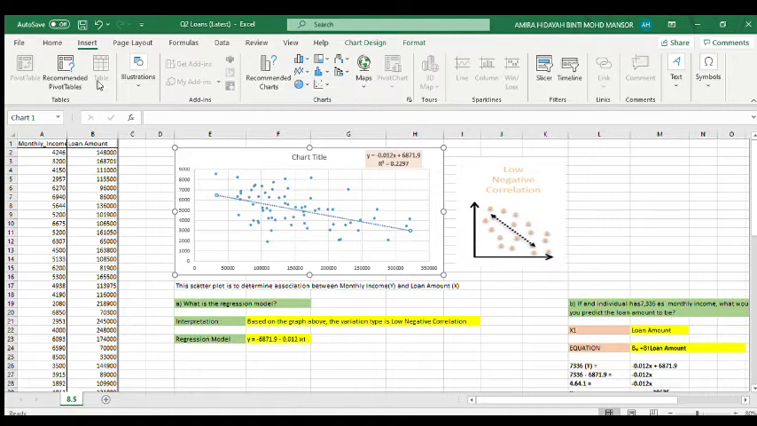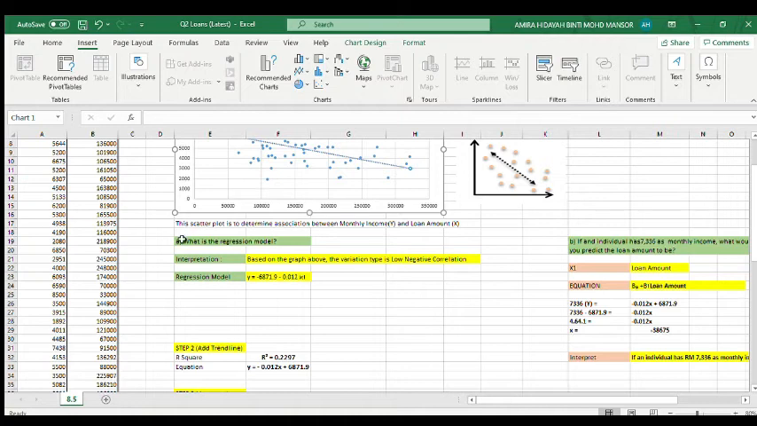and then after that we go to insert and scatter, and it should be like this. And then just like question 1, we must put this here, where it is the trend line. Don't forget to put: the scatter plot is to determine the association between monthly income Y and loan amount, which is X.